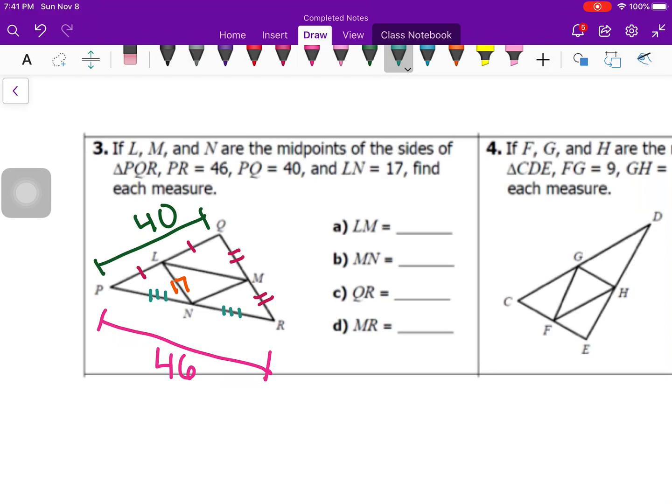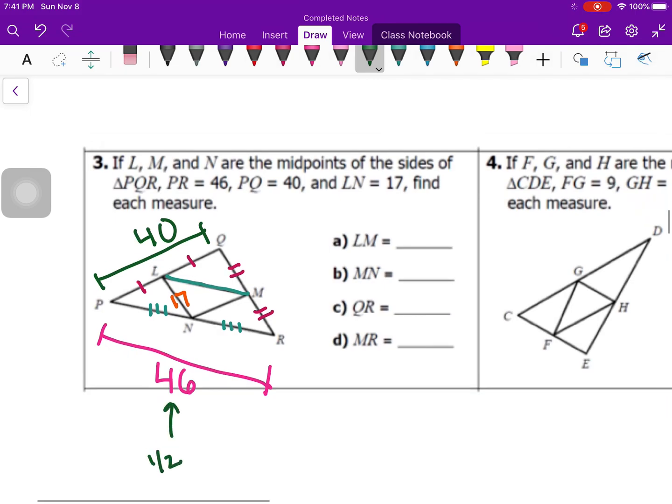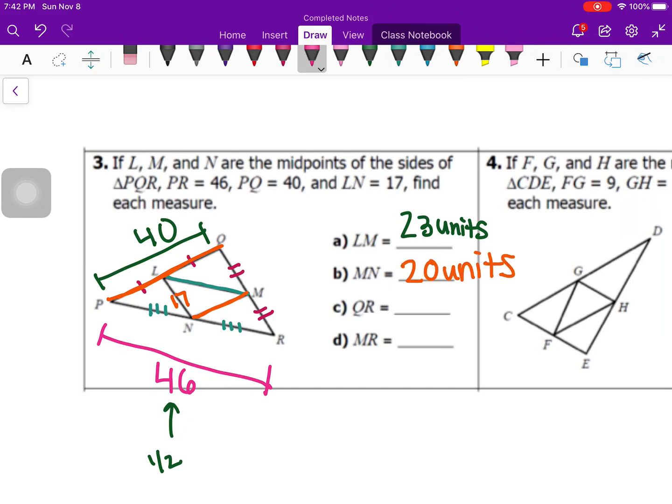The first one it asks for is LM. LM is a midsegment. It is parallel to PR, so LM is going to be half of PR. PR is 46, so we take half of that, which is 23 units long. MN is this midsegment. It is parallel to PQ, so it's going to be half the length of PQ. Half of 40 is 20 units.